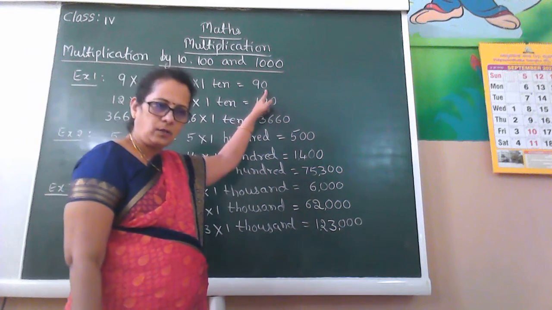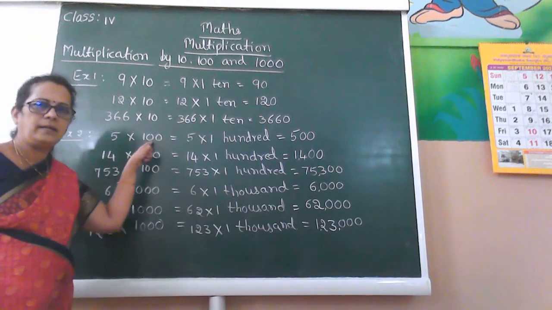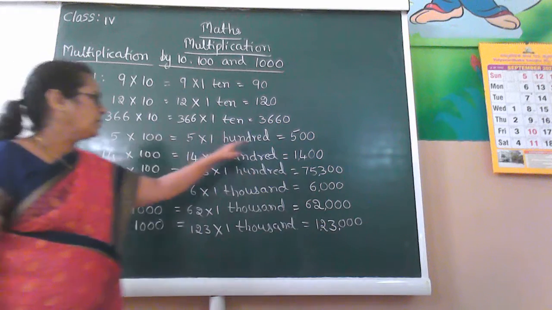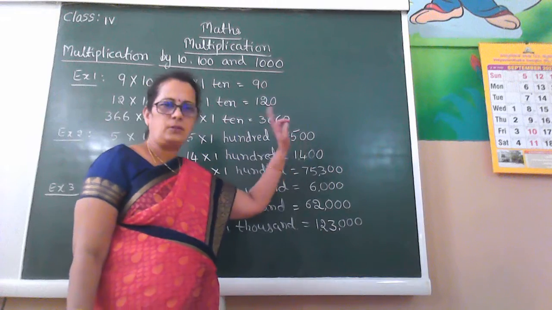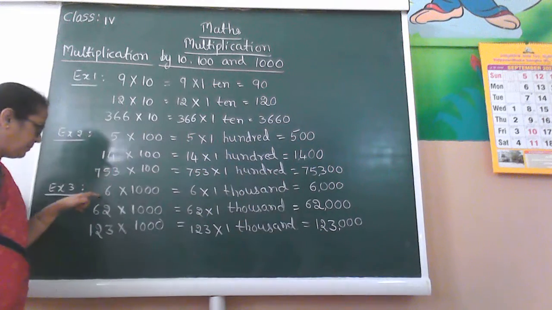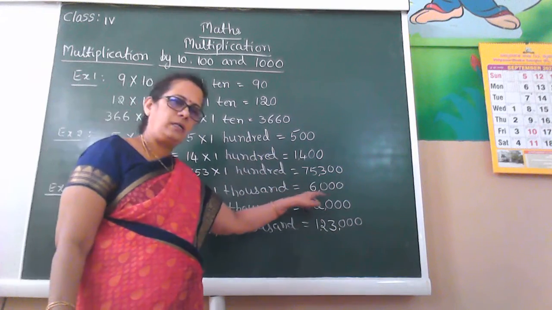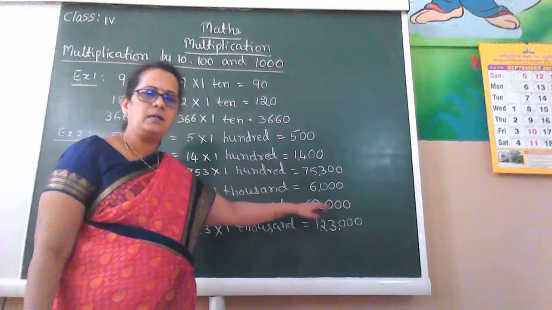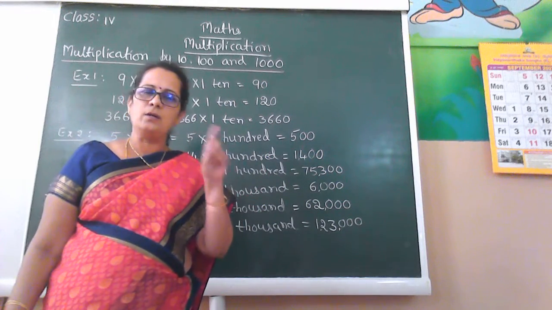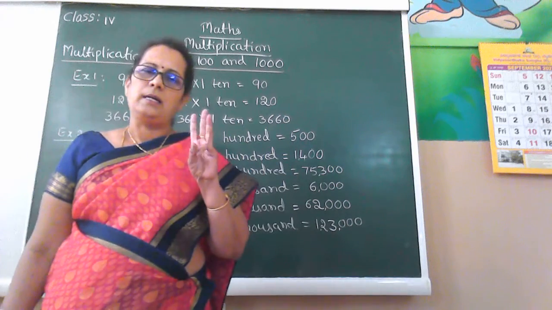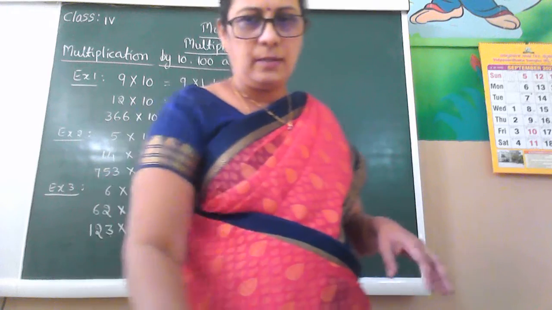Okay children, today what we learned: when a number is multiplied by 10, we will get the same number but with only 1 zero. When we multiply a given number by 100, then after multiplication you get the same number along with 2 zeros. When you multiply a given number by 1000, after multiplication you will get the same number but with 3 zeros. Okay, 10 means 1 zero, 100 means 2 zeros and 1000 means 3 zeros. Okay, so we will learn more.